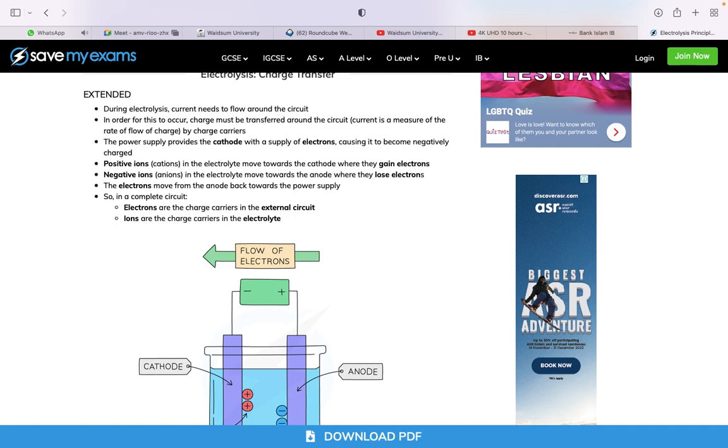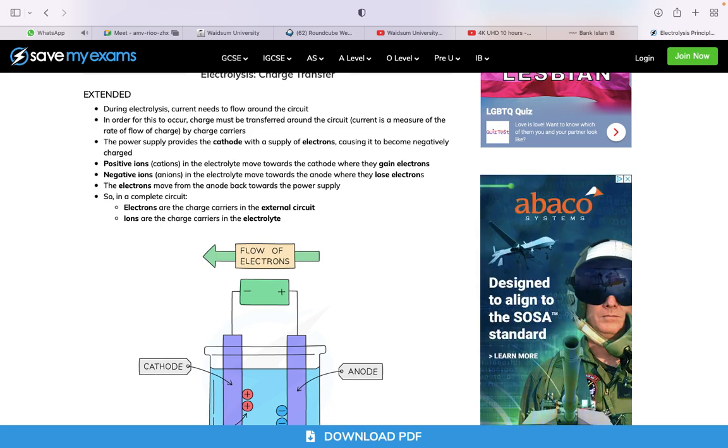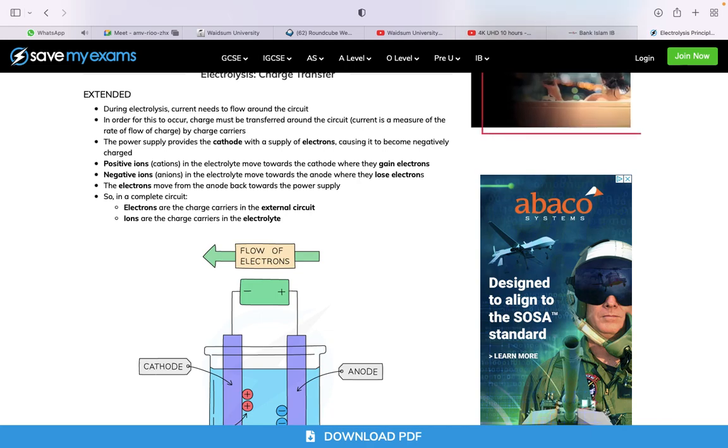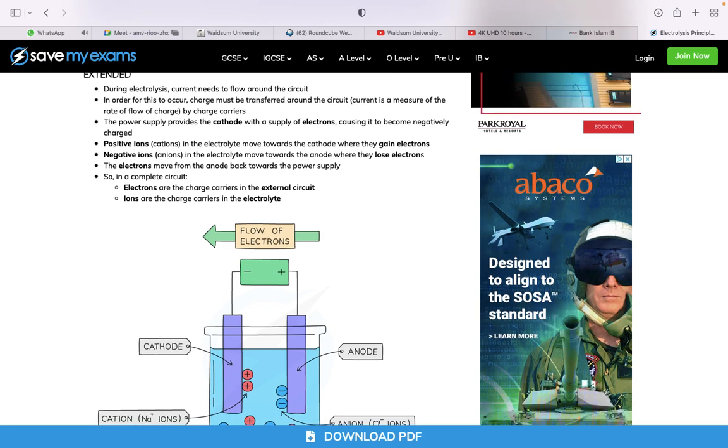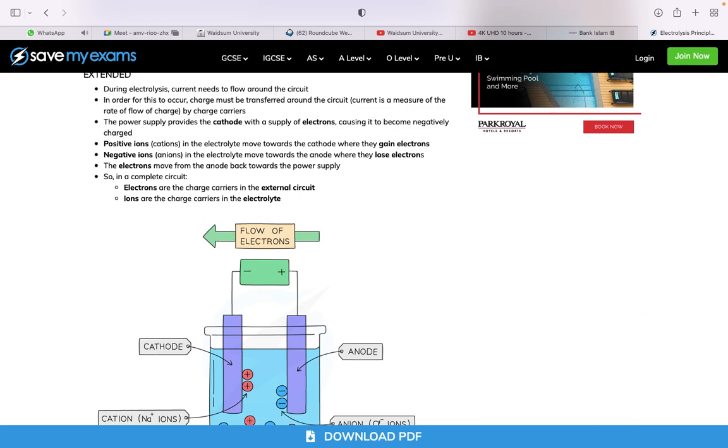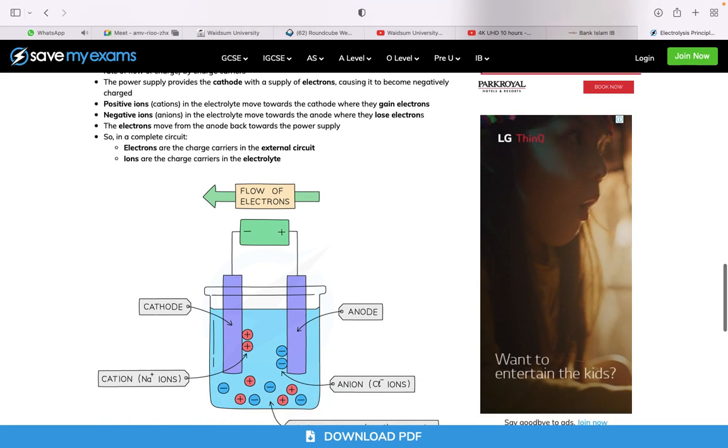So to get the charge to flow, we need a power supply like a battery. I think I've already explained these basics. A power supply provides the cathode with a supply of electrons, causing it to become negatively charged. Now let's take a look at the diagram to illustrate that.